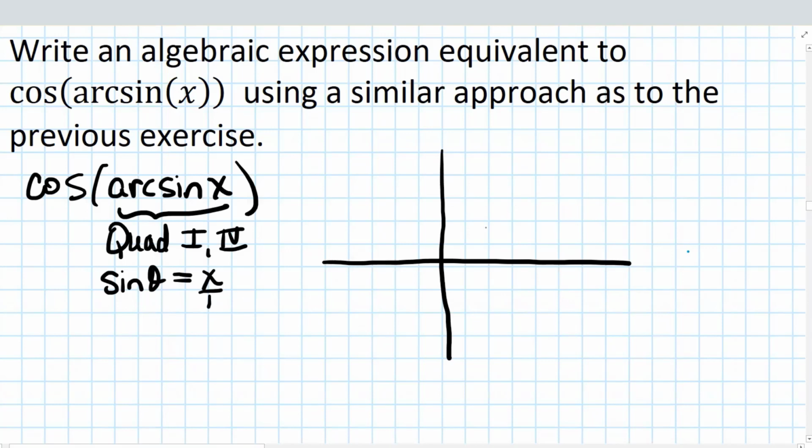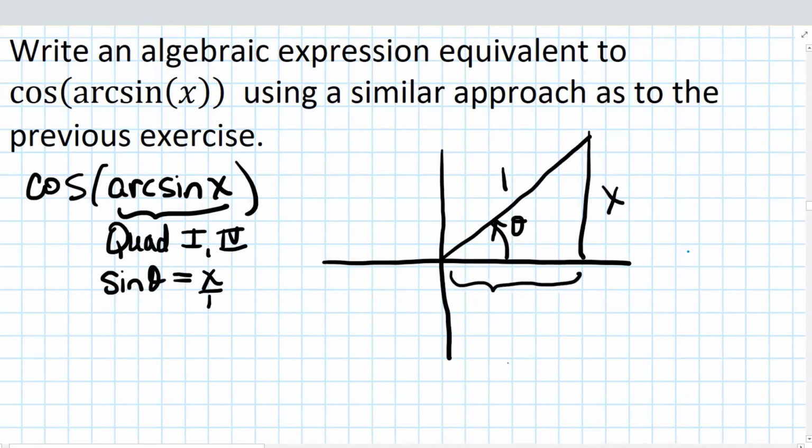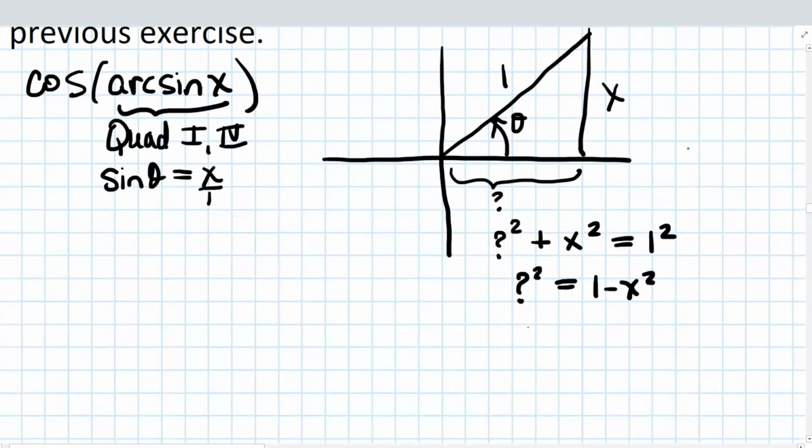For the moment, let's just focus on quadrant 1. Everything else will be related. Here's my angle theta. It has a sine of x over 1. So that means opposite over hypotenuse. So then what would be an algebraic expression that would represent this guy here? So we could use the Pythagorean theorem. We know that whatever we're missing squared plus x squared is equal to 1 squared, right? You agree with that? So that missing guy squared is 1 minus x squared. So that missing guy would have to be plus or minus the square root of 1 minus x squared.